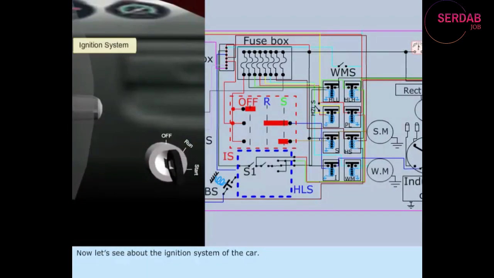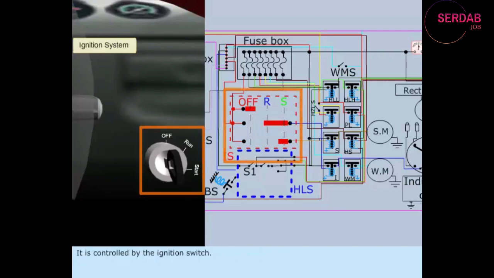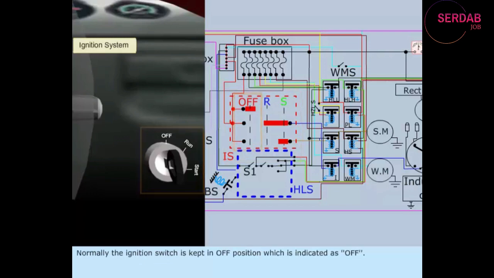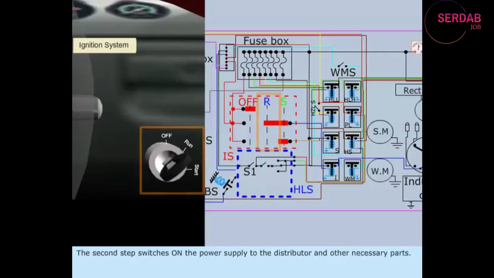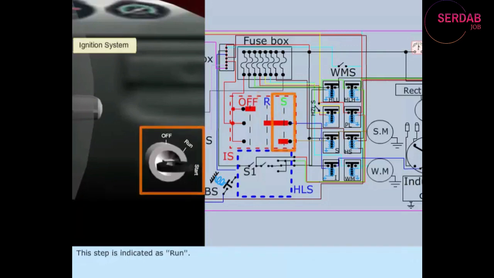Now, let us see about the ignition system of the car. It is controlled by the ignition switch. The ignition switch has 3 steps. Normally, the ignition switch is kept in off position, which is indicated as off. The second step switches on the power supply to the distributor and other necessary parts. This step is indicated as run.